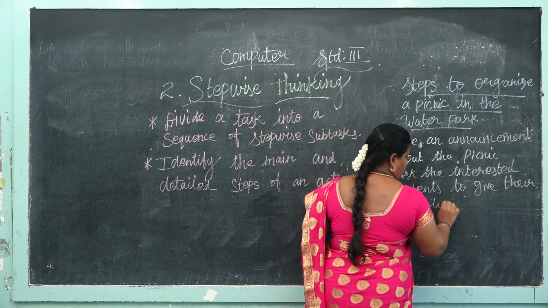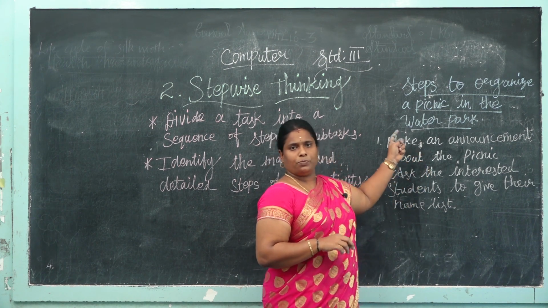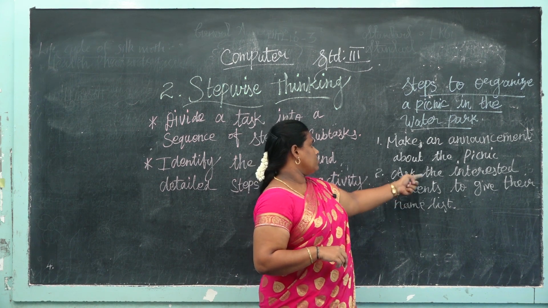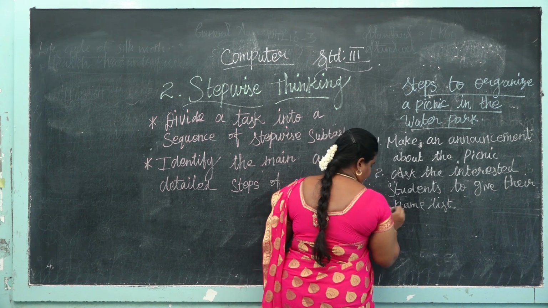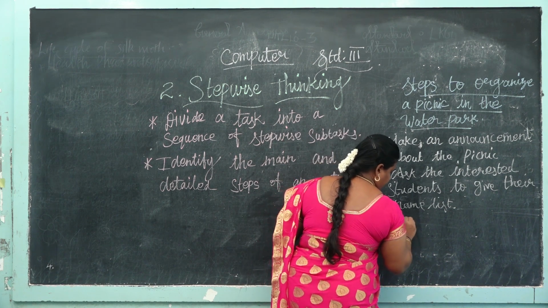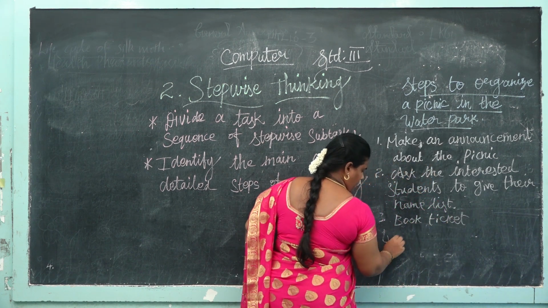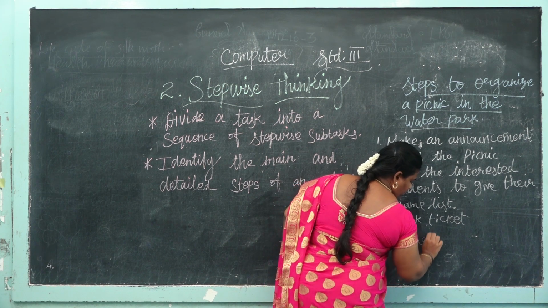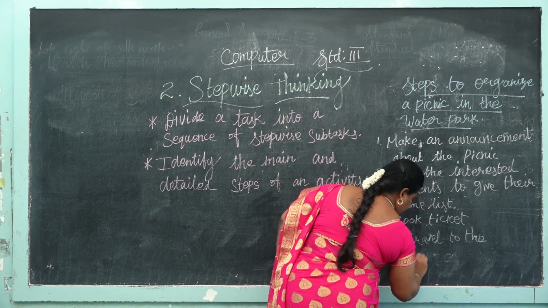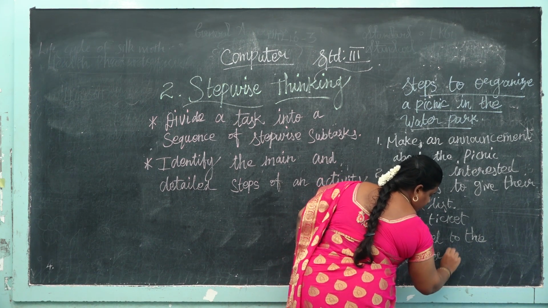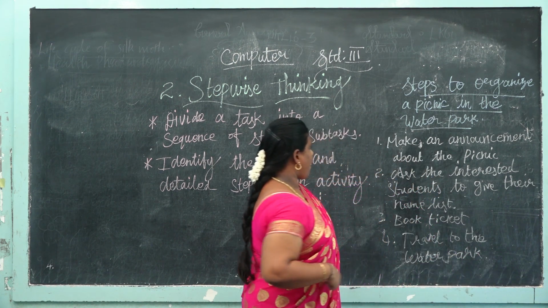So what should we do first? Make an announcement about the picnic. We have to announce about the picnic. Next, ask the interested students to give their name list. What's the third one? Book ticket. What should we do with the ticket? Book it. What is the fourth one? Travel to the water park. Okay, are you all understanding?